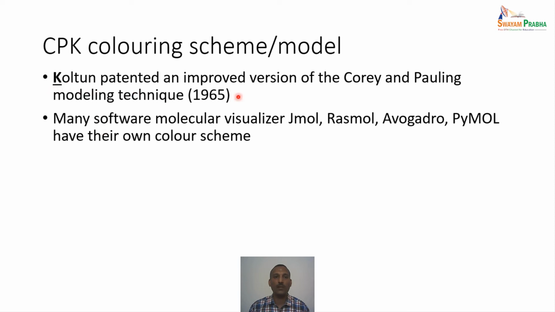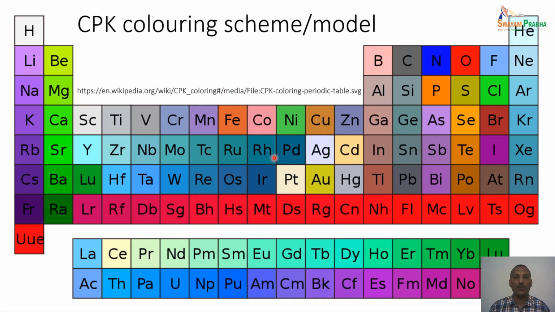Later on, Koltun patented an improved method, so that is why it is now called the CPK model. And many software packages, basically Jmol, Rasmol, Avogadro, PyMOL, etc., have their own color schemes. So here I have given one such example of a color scheme which is generally used. Hydrogen is white, carbon is ash color or a little bit black, oxygen is red, nitrogen is blue, and chlorine is green. So these are some of the standard colors which are used, and you can also see that in many of our representations we will be using these particular colors.